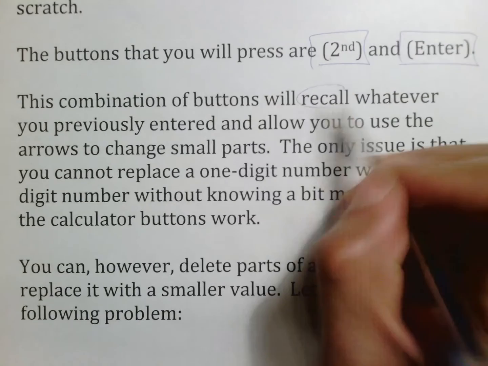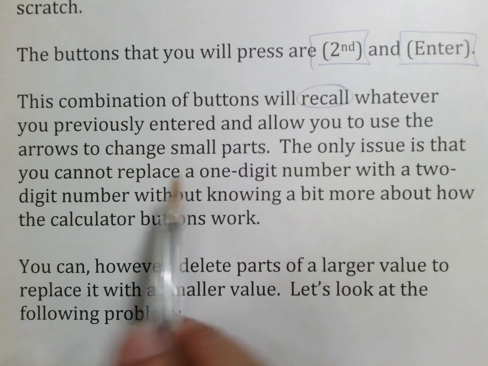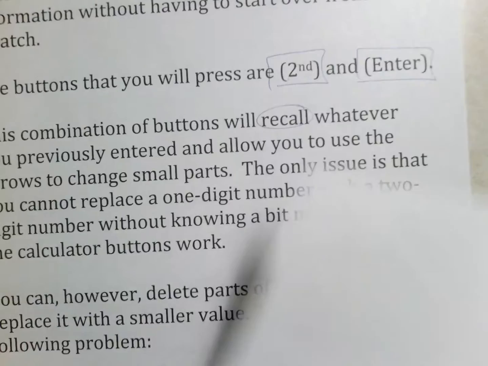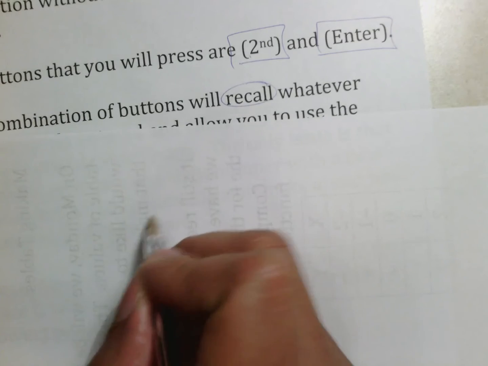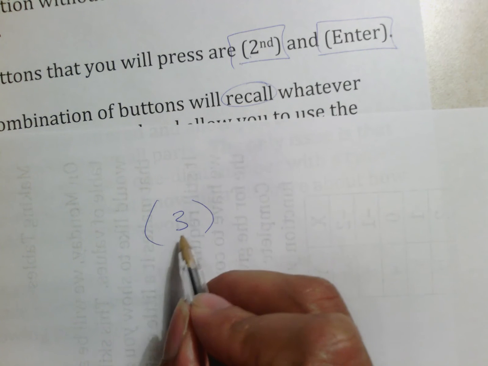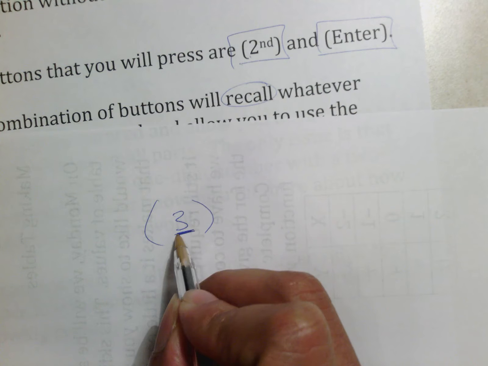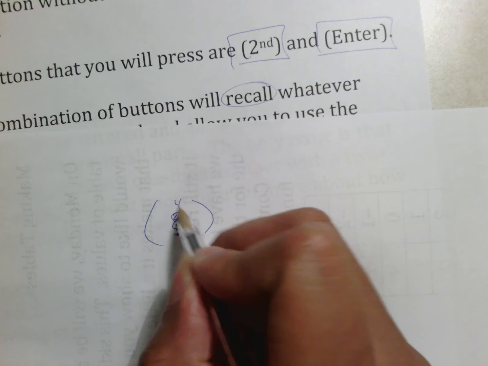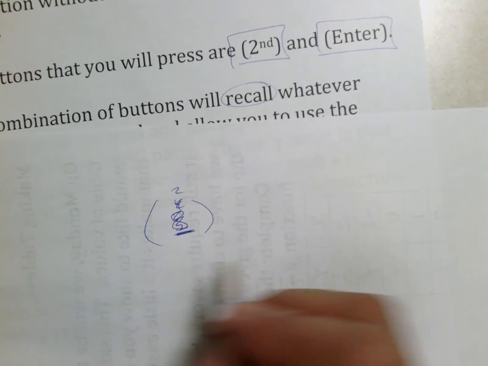What it does is it recalls whatever you previously entered, and then allows you to use the arrows to change just small little parts of it. The only issue is that you cannot change a one-place digit into a two-place digit. Let me show you. As a computer, if you want to turn a 3 into a 14, this 3 only takes up one blank, so you can only turn the 3 into something like an 8 or a 4 or a 2, because all those take up one blank.